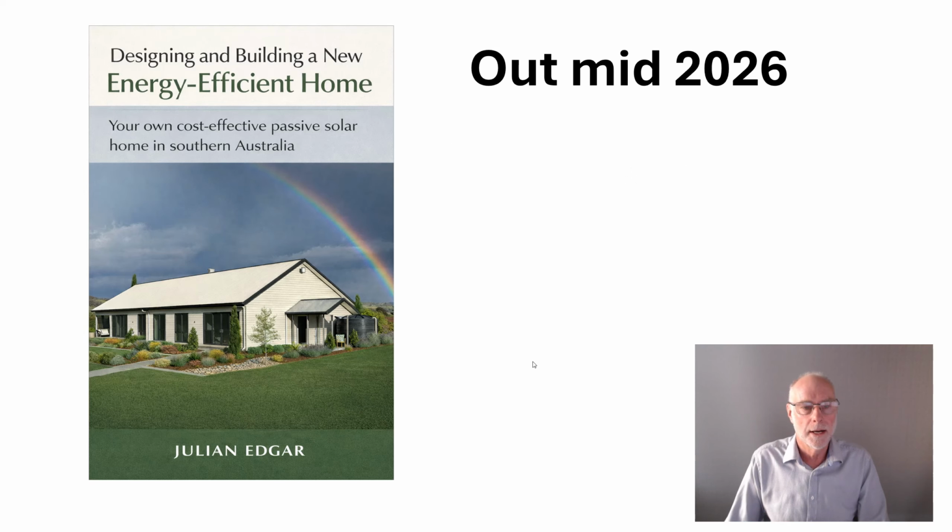The book's called Designing and Building a New Energy Efficient Home. It'll be out mid-late 2026 after I've got a full year of logging of temperature, of radiant temperature, of humidity, of dew point, of thermal mass temperature, of as many things as I can actually log in that house to show its true performance, not just subjective performance, but its true objective measured performance. I have data for spring and summer so far, and it's going very, very well.